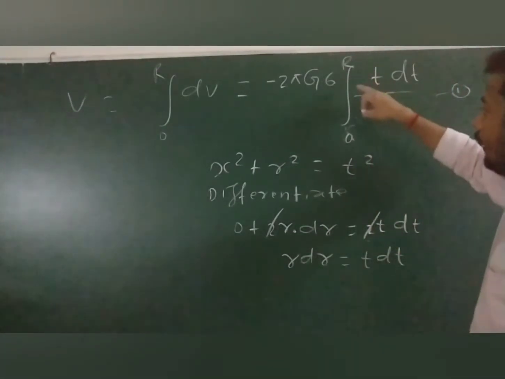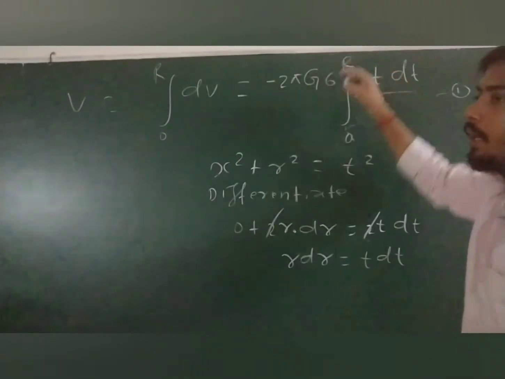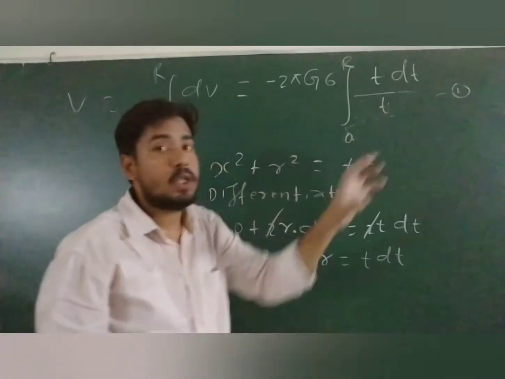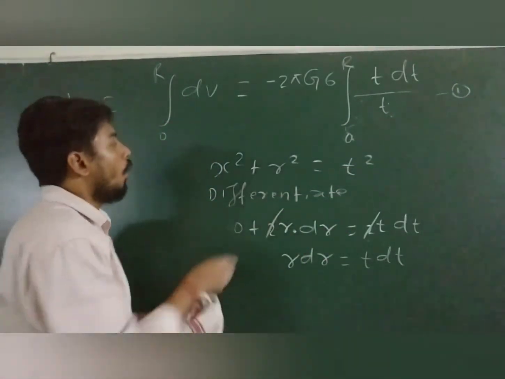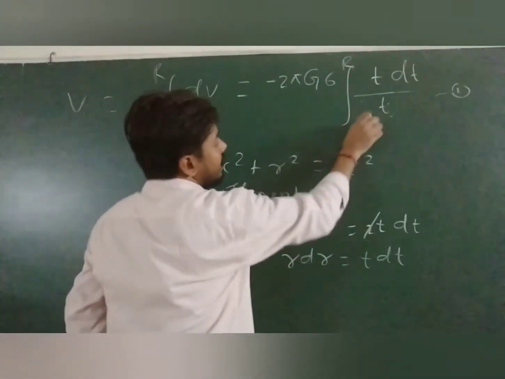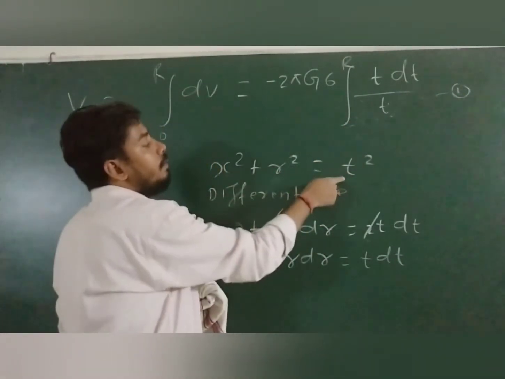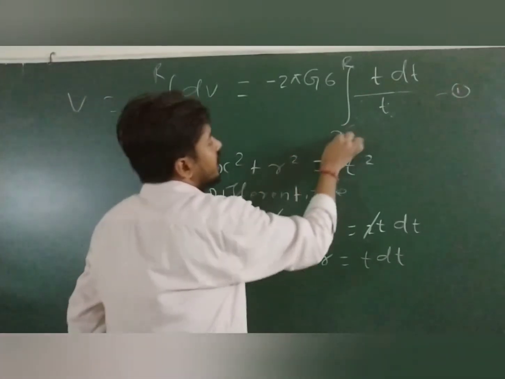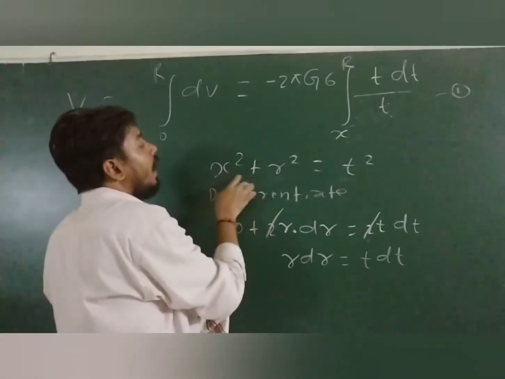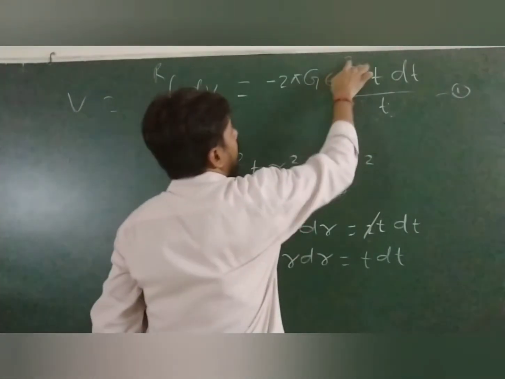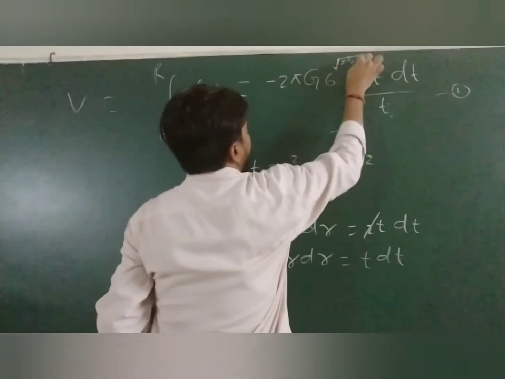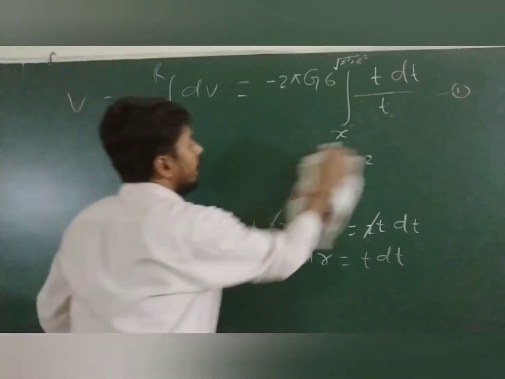Because this limit was taken from 0 to R when the radius is variable. But right now t is variable, so take the limit of t. When the radius is 0, what will be the limit of t? x. When the radius is 0, the value of t will be x. When the radius is capital R, the value of t will be under root x square plus capital R square. Done, buddy? Now solve fast.